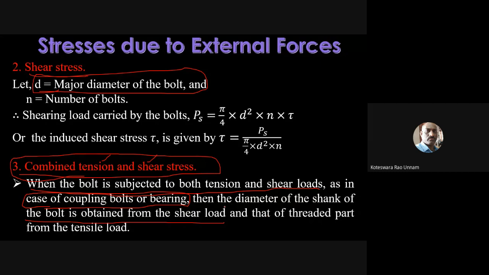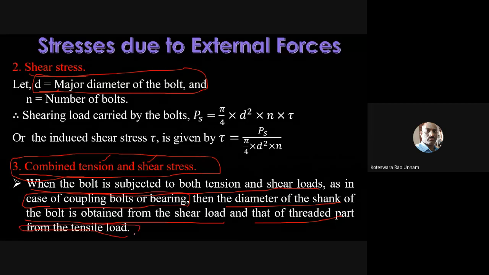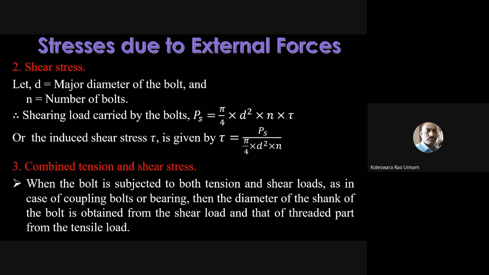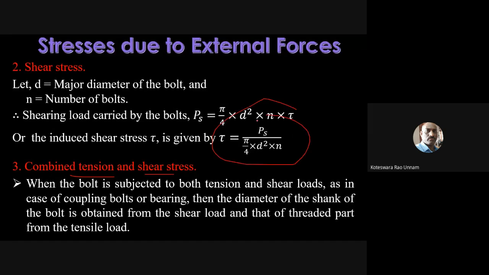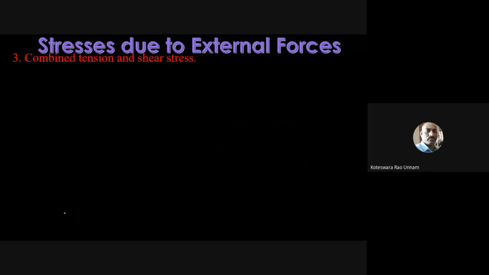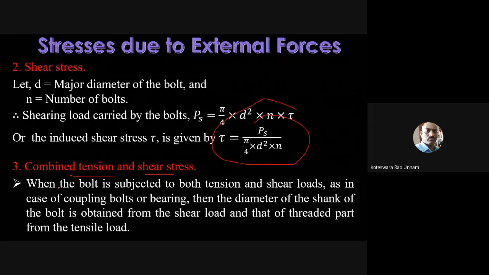In the previous case, the diameter of the threaded portion is used to calculate the tensile load. So the tensile load is based on your DC, whereas the shear load is calculated based on your nominal diameter. Once you know those things, you can easily calculate the tensile stress and the shear stress. These are the same formulas: this one for the shear stress, and earlier we have seen the tensile stress formula also. Now we need to find out the combined effect of these two loads.